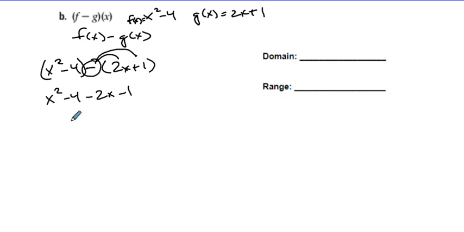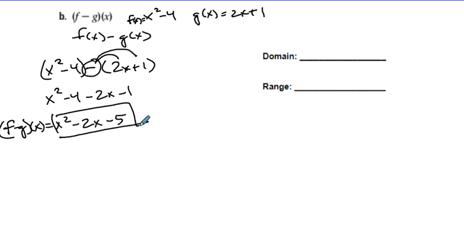All right, and now it's just a matter of rewriting this thing. And so when we rewrite it, we get x squared minus 2x minus 5. And that is what we get for f minus g of x. This is our new composed function. Our domain, again, is going to be written in the same way: x is all real numbers, okay? That's your x.